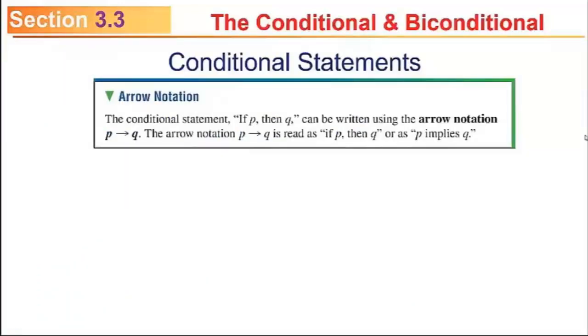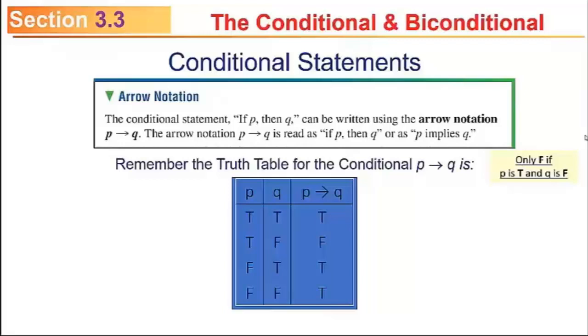This is just a summary now of what we've said. Sometimes that right pointing arrow is referred to as the arrow notation, but otherwise that is just a statement of what we've already said. The conditional statement, if P then Q, can be written using the arrow notation as P with the right pointing arrow, Q. The arrow notation is read if P then Q or P implies Q.